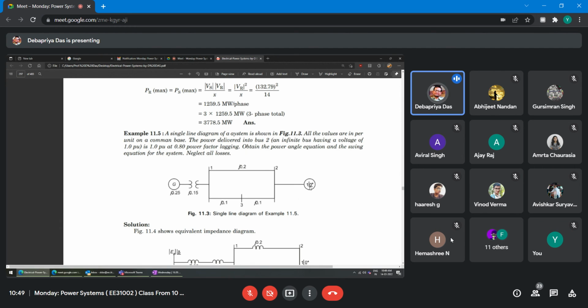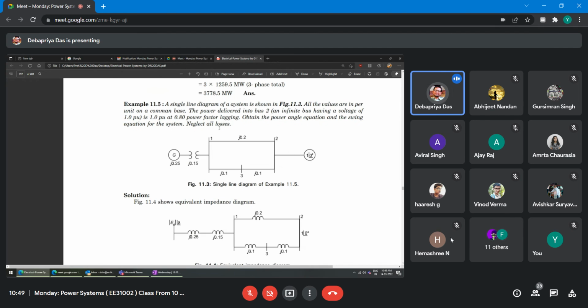That is actually defined as an infinite bus. So any changes on this side, load or any dynamic changes, cannot disturb the other side, because its capacity is so large that its voltage and frequency will be maintained constant. That's why for an infinite bus, voltage magnitude and frequency will remain constant. For our study, generally we assume the angle 0, right? This is the convention unless something else is specified. Now obtain the power angle equation and the swing equation.